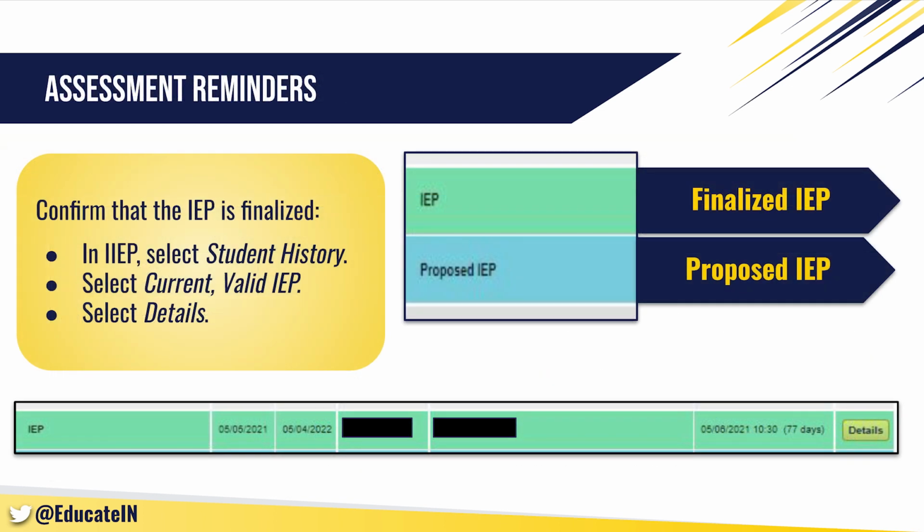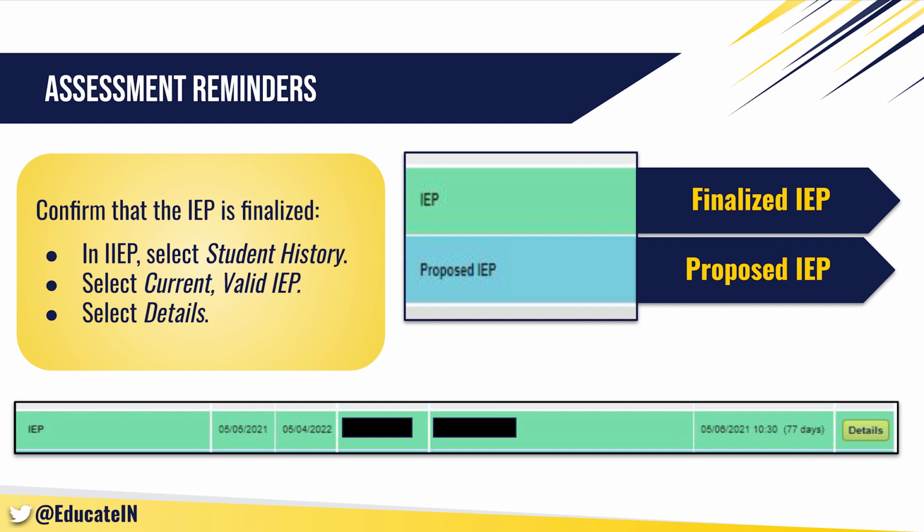When accommodations are missing or do not match what is included in the IEP, first confirm that the current version of the IEP is finalized. TIDE only pulls information from finalized IEPs and will not pull from a proposed IEP. To confirm that the IEP containing the most current accommodations is finalized, go to the Student History page in Indiana IEP and ensure that the IEP is indicated as dark green, meaning it is finalized, and not indicated as blue, meaning it is still identified as proposed and not accepted.